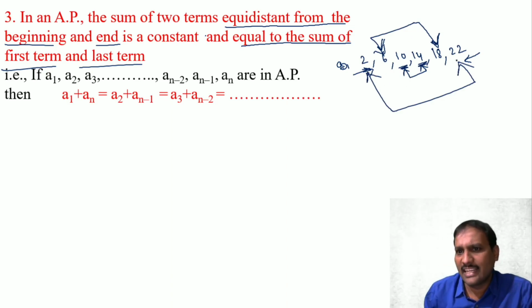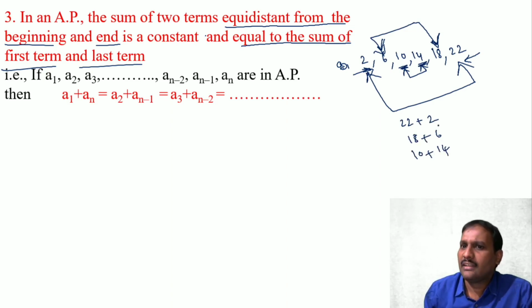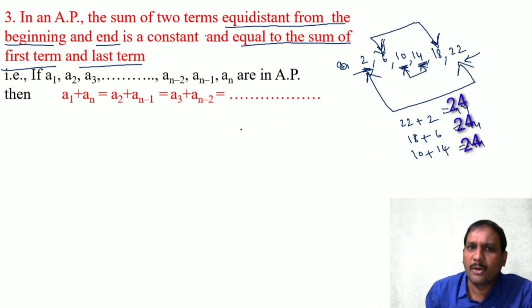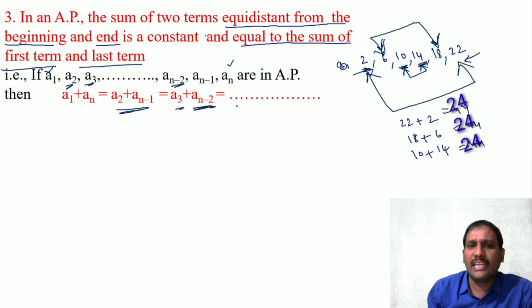Now let us take their sum. 22 plus 2, 18 plus 6, 10 plus 14. So that is nothing but 44. That is what this property is saying. So A1 and An, first term and the last term. This is second term and the second term from the end, A2 plus An minus 1. Third term and third term from the end, A3 plus An minus 2. All these values are same, and that is equal to A1 plus An.